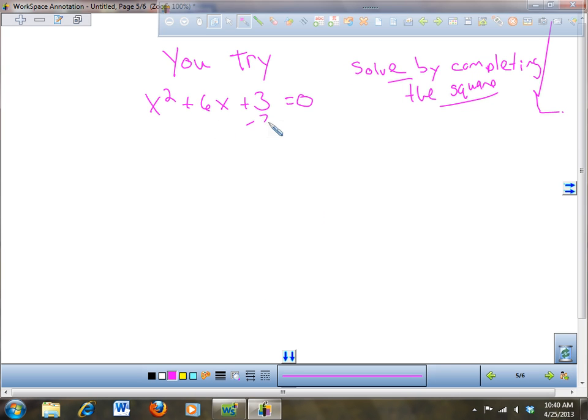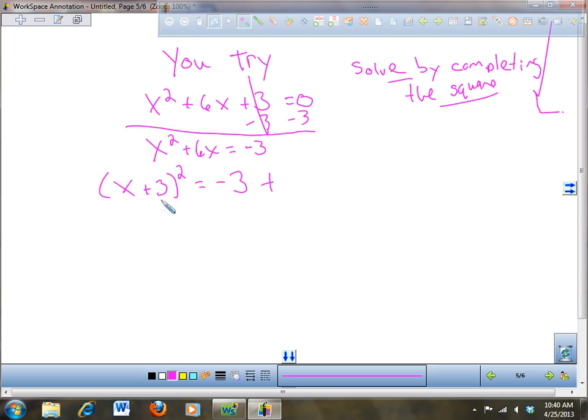So the first thing I want to do is take this 3 away from both sides. I'm going to go kind of fast. X squared plus 6x equals negative 3. Now I'm going to complete the square. Take half of that 6. X plus 3 squared equals negative 3. And in completing the square, how much have I added? What's 3 squared? It's 9. So I've added 9. Okay? So I get x plus 3 squared equals negative 3 plus 9, which is 6.